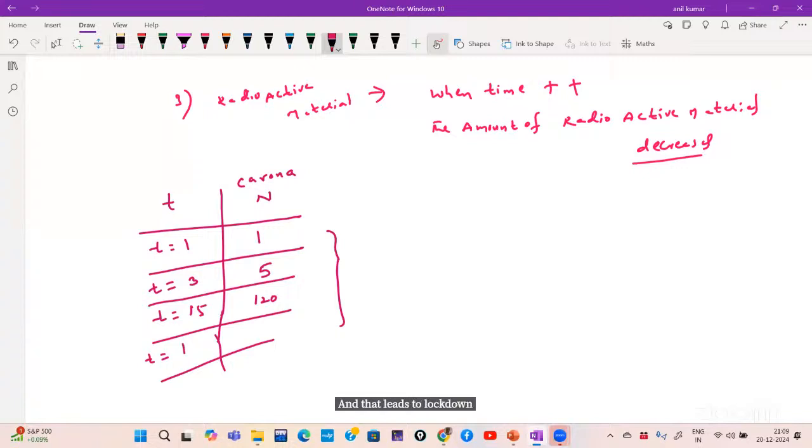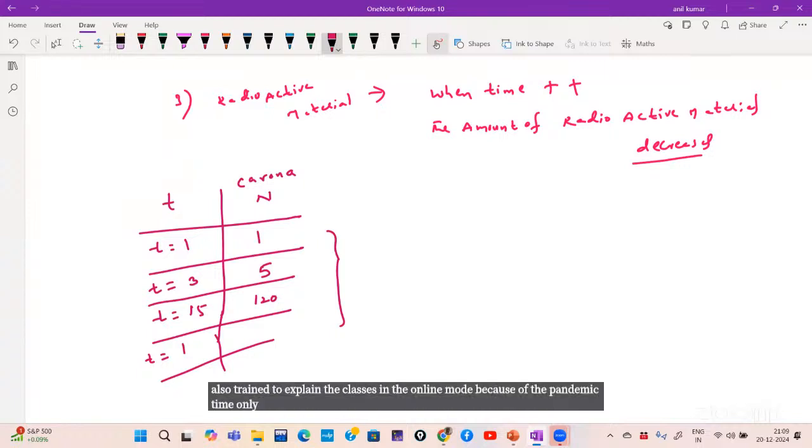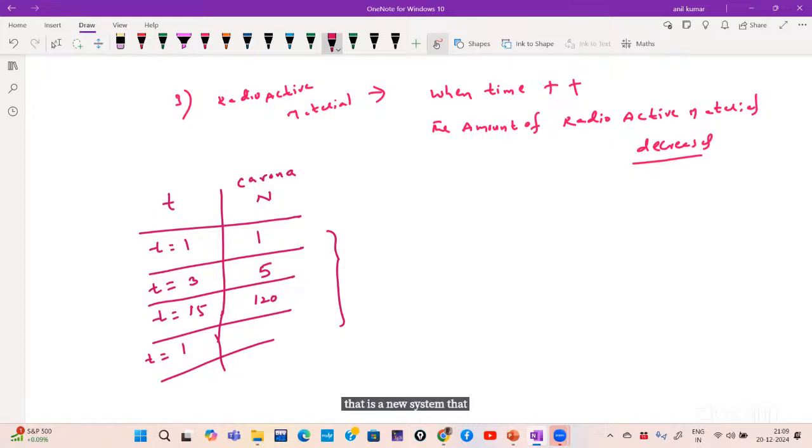That led to online classes. In fact, we were also trained to teach in online mode because of the pandemic. That is a new system that we have. Initially, we had no proper training or methodology for teaching in online mode, because it was only in the pandemic that you listened to classes online.